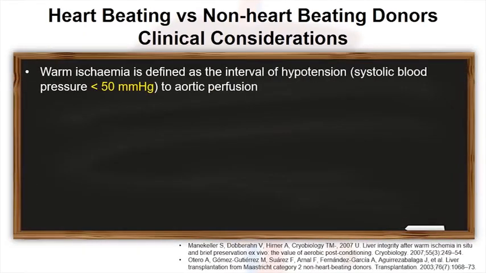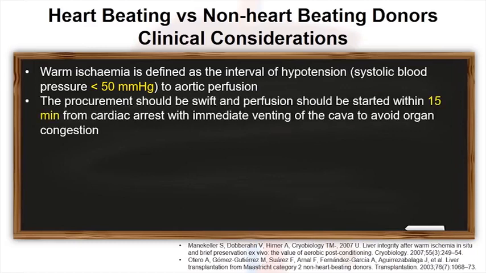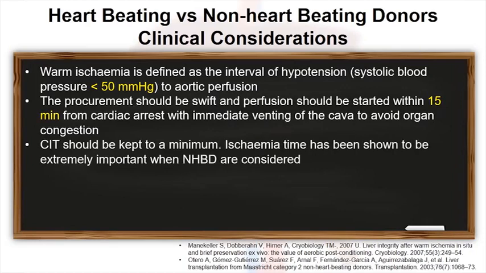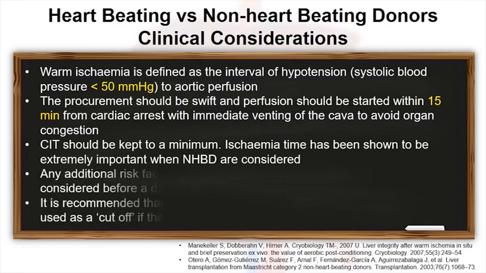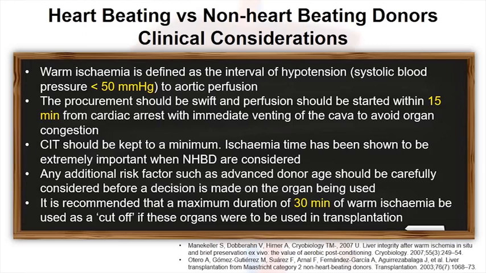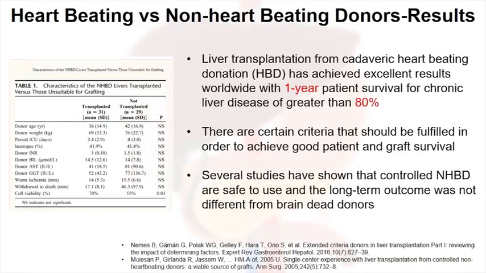Warm ischemia time should be kept less than 30 minutes. It is considered between the time from the blood pressure of less than 15 millimeters of mercury to the aortic perfusion. Cold ischemia time should also be kept to a minimum, and the organ should be utilized as soon as possible. Any additional risk factor has an adverse effect and should be avoided. Comparing heart beating and non-heart beating donors, obviously non-heart beating donors are slightly inferior. However, they provide a very good source of additional organs and give an opportunity to 10 to 20% of extra patients for transplant.